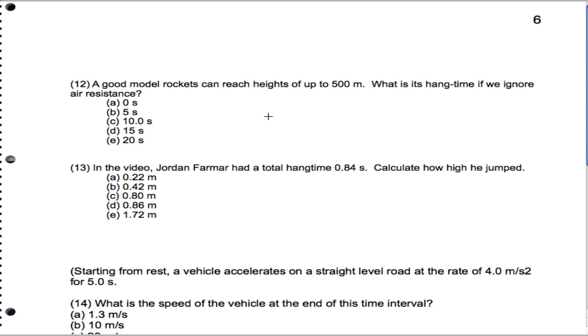At 12, a good model rocket can reach a height of 500 meters with a hang time if we ignore air resistance. That's kind of funny. I think we actually solved this problem. Let's just double check and make sure that we get it right.